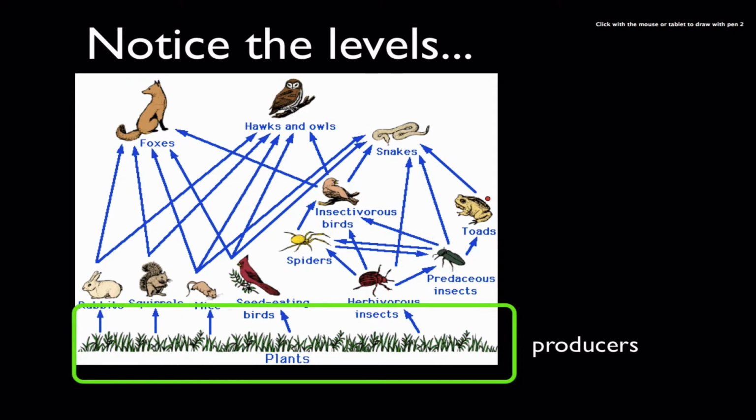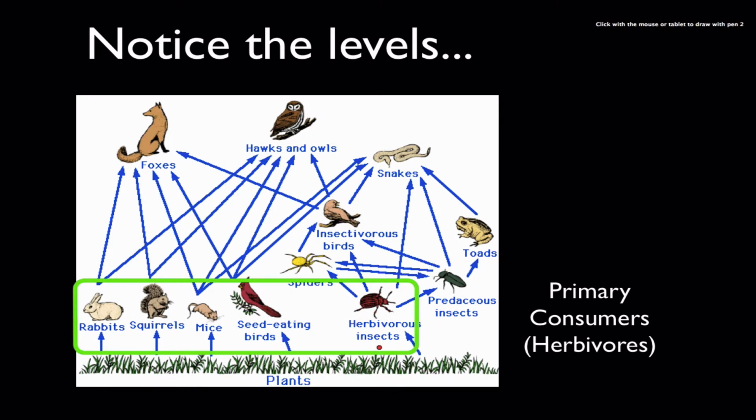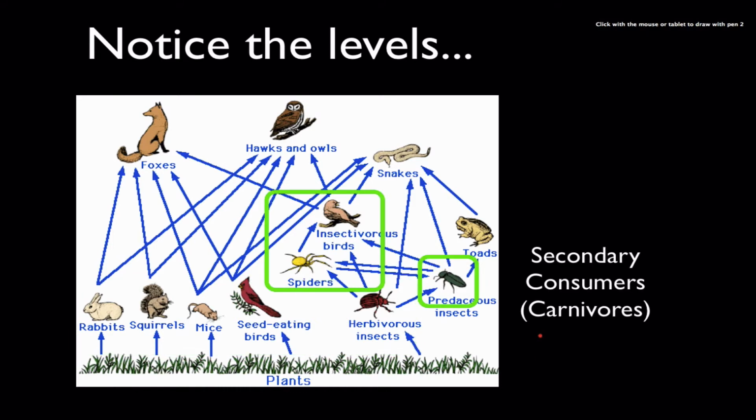Now, let's look at the levels here. The first level is the producer level, and here I've drawn a box around the plants. Now, the next level up are the things that eat the plants, and because they're the first eaters, they're called primary consumers. Another name for them are herbivores, because they eat plants only. These are the secondary consumers because they have the second level of mouths, so the second level of eating, and they are carnivores, and they are eating the primary consumers.